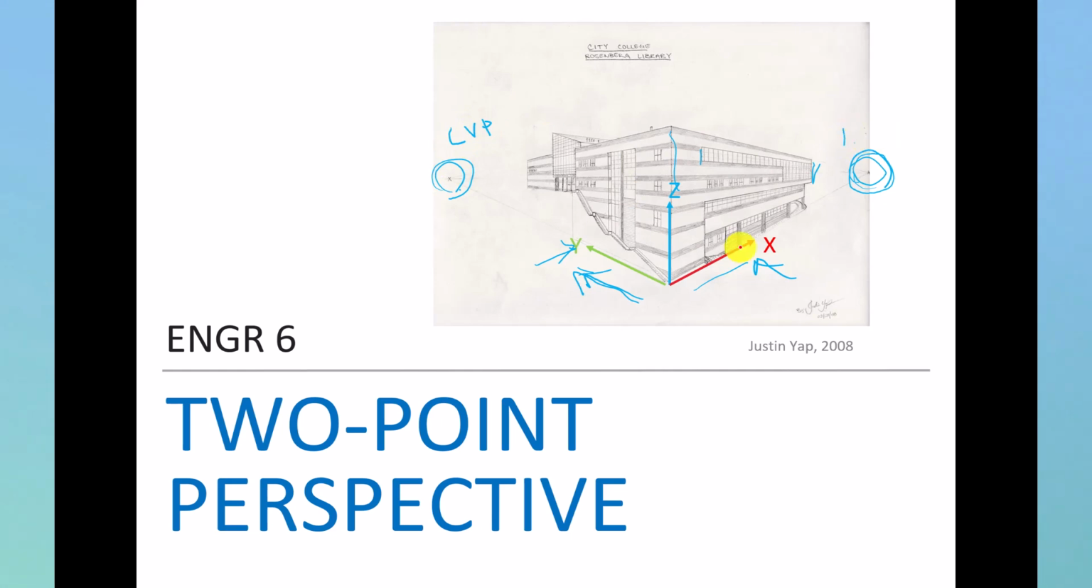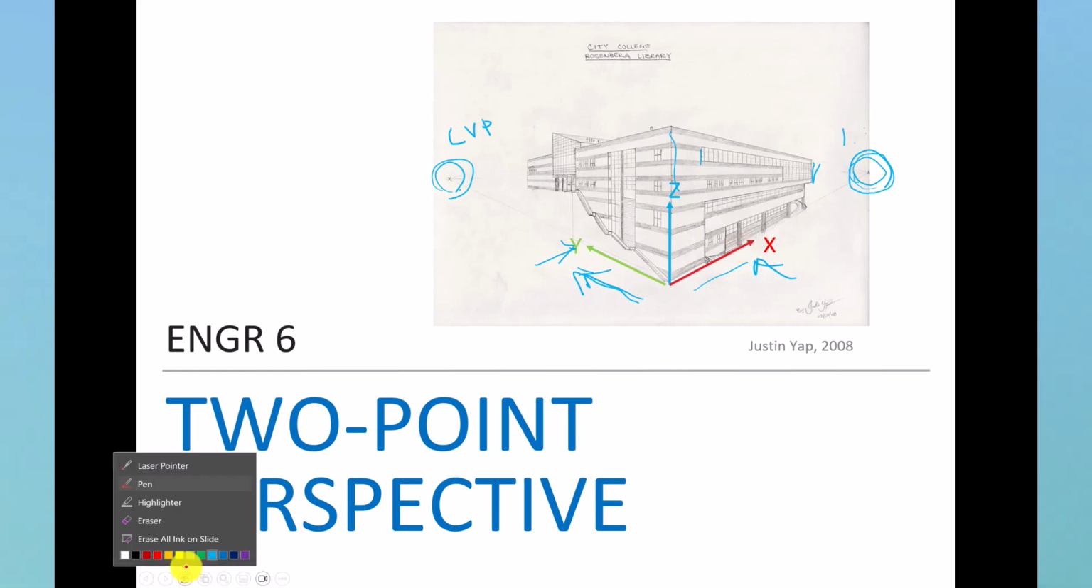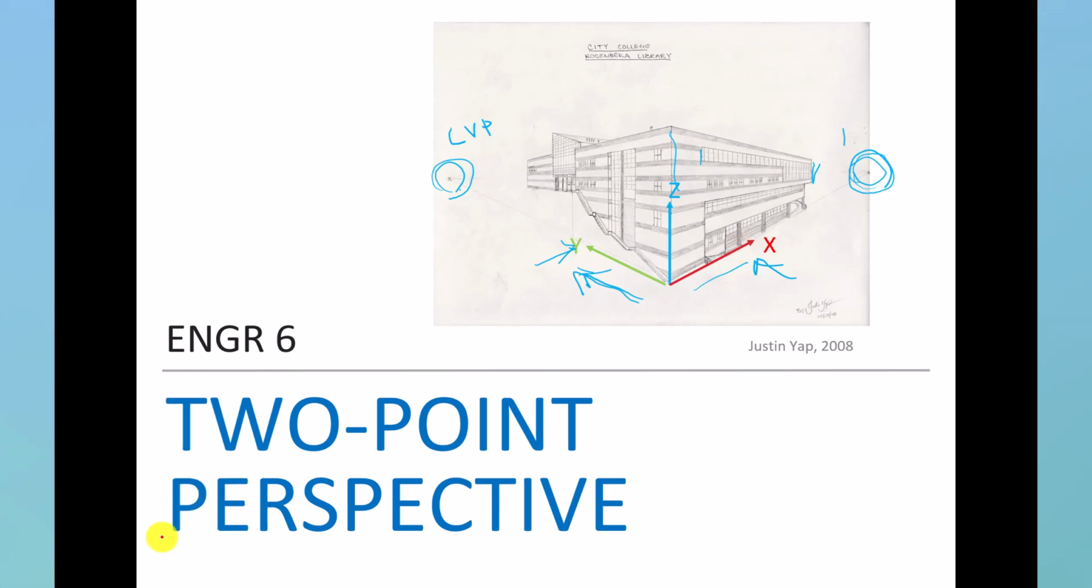Again, any lines that are parallel to x direction. So here, the red lines. So this is the roof line and these window lines, all those lines in the building are going to be all parallel to x direction, right? So those lines that are parallel to each other and also along the x direction are going to be all converged to the right vanishing point.